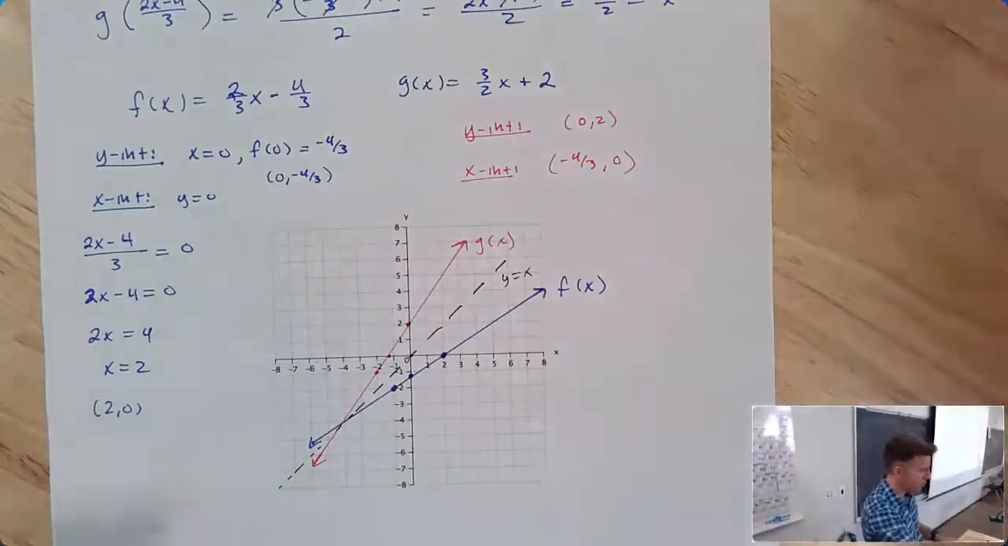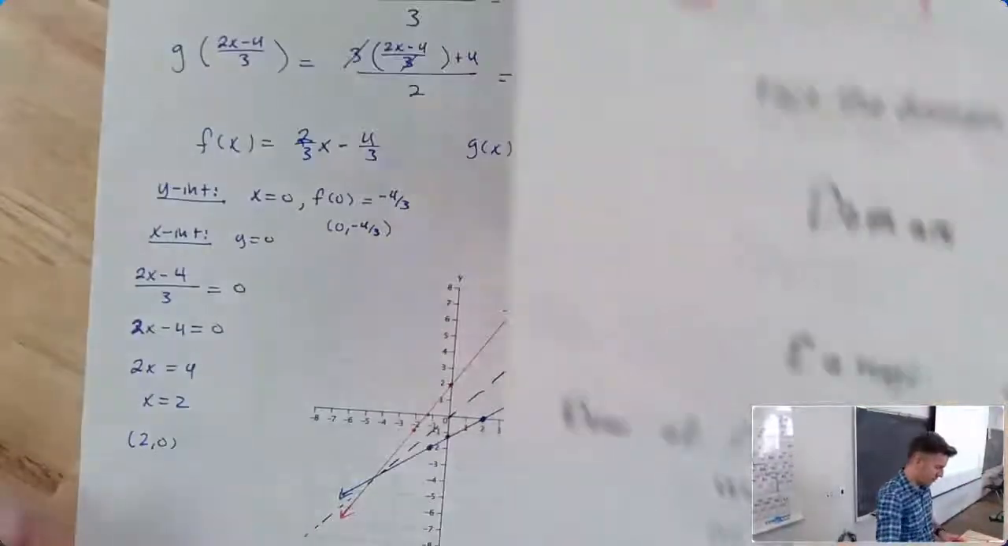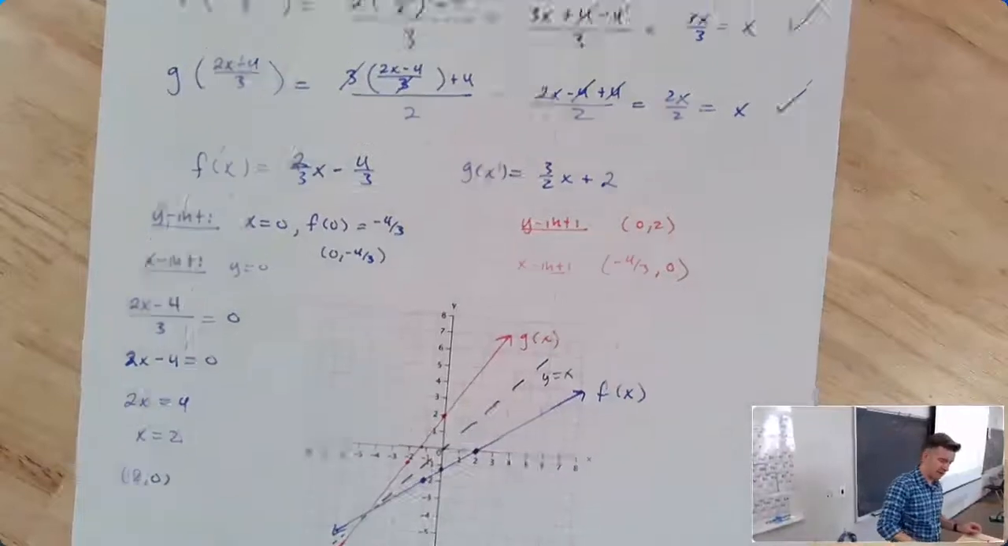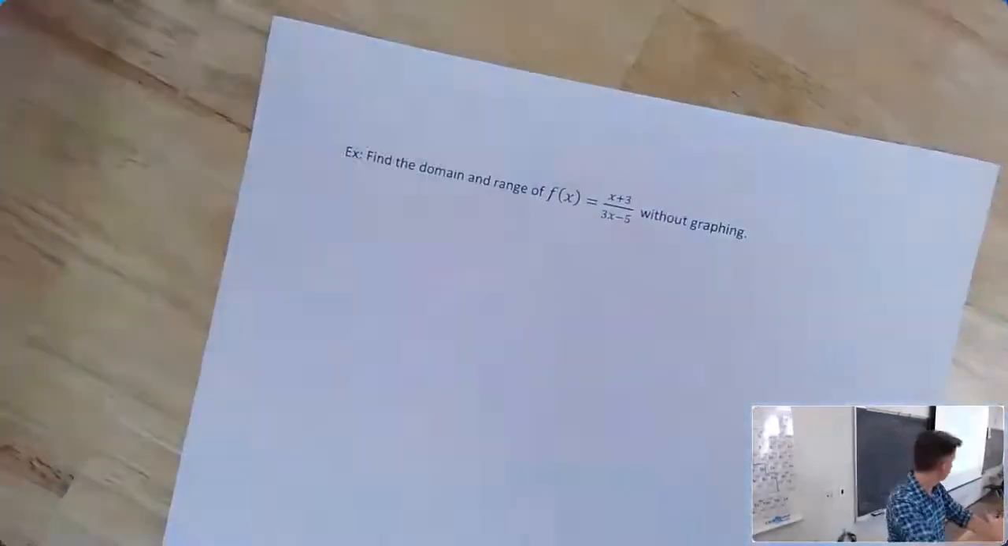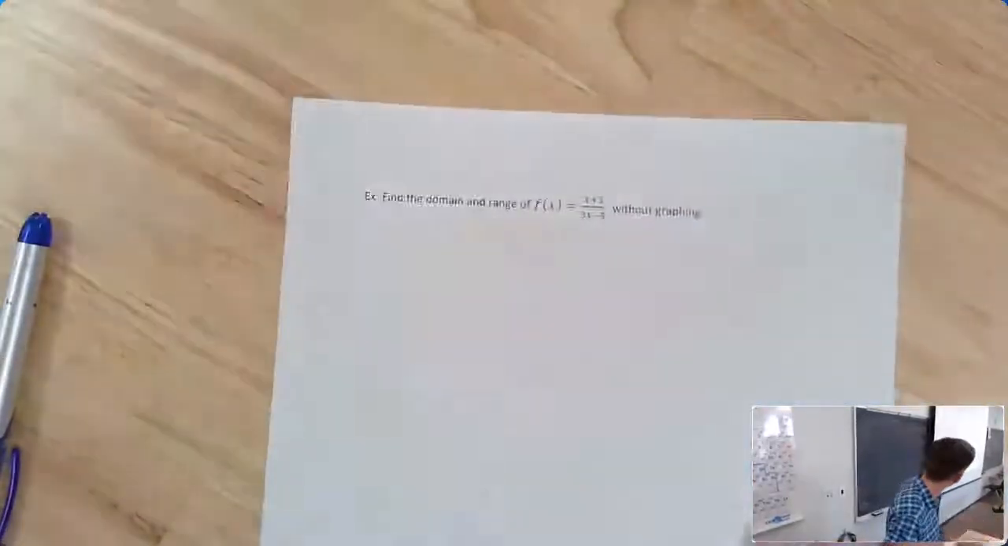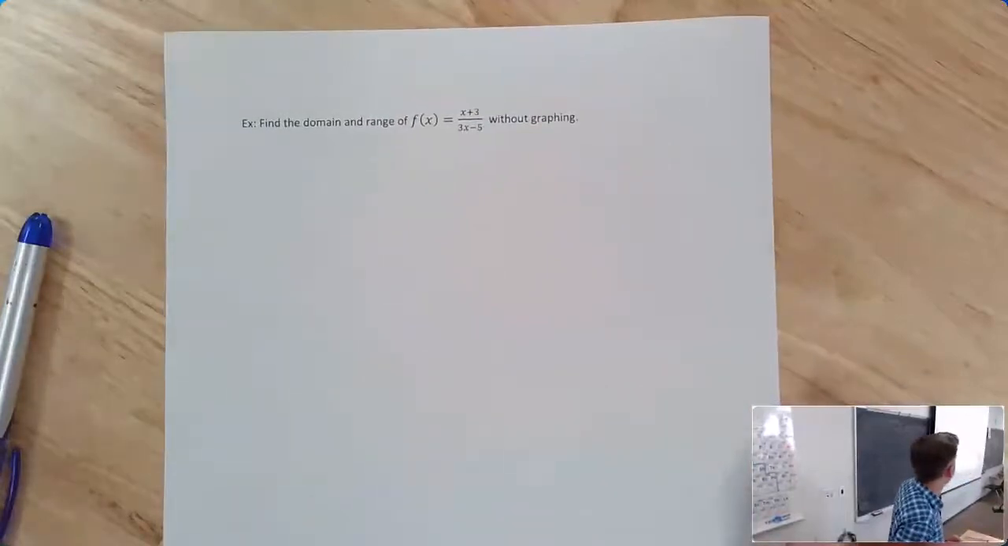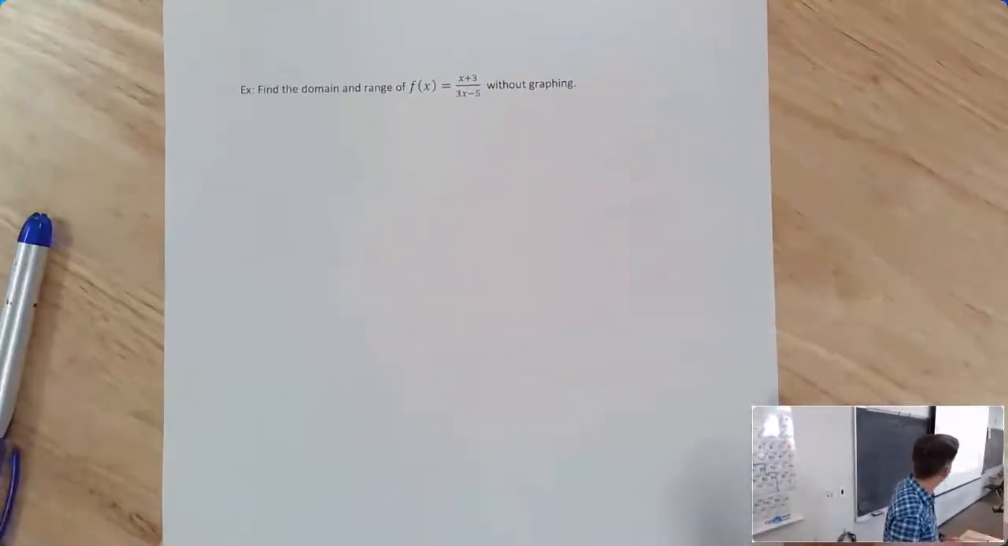Okay, but now we're done with the graphing. I don't want to graph anymore. We're going to move on to finding the domain and range without graphing. So let's look at the next question. We're going to find the domain and range of f of x equal to x plus 3 over 3x minus 5 without graphing. Okay. Domain should be not too terrible.